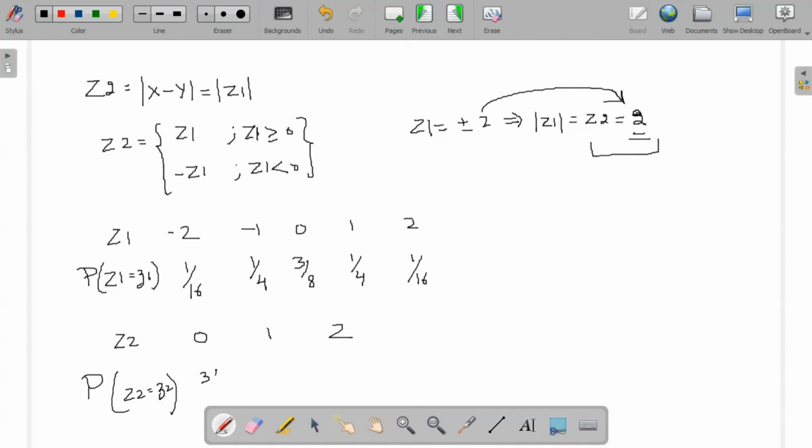0, it will remain 3 by 8, because for this Z2 is equal to 0, it is 1 to 1 transformation. For Z2 is equal to 1, we will add probabilities 1 by 4 and 1 by 4. So it will be 1 by 2. 1 by 4 plus 1 by 4 is 1 by 2. And for Z2 is equal to 2, we will add these two probabilities, minus 2 and 2 of Z1. So 1 by 16 plus 1 by 16, it will be 1 by 8. So this will be the answer. This is the PMF of Z2, which is mod of x minus y.